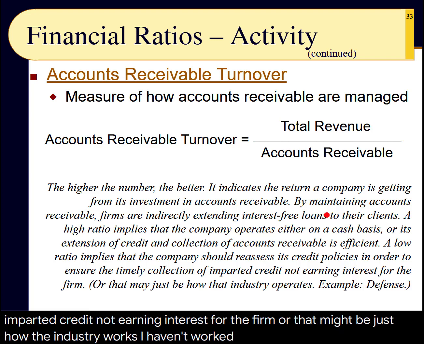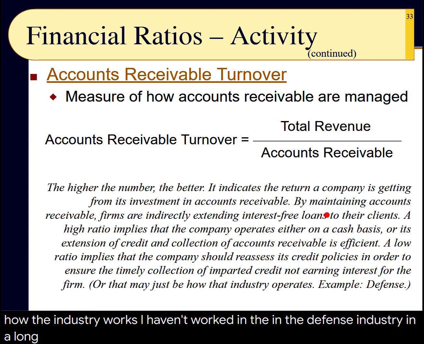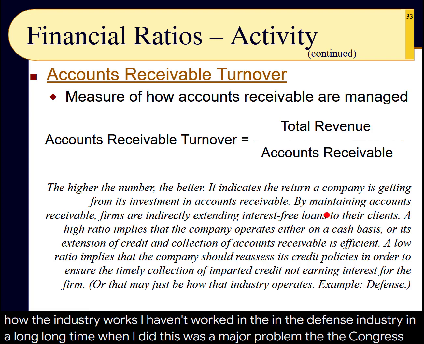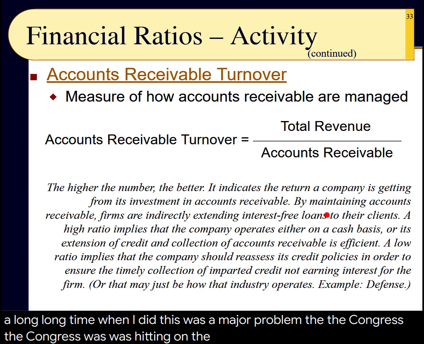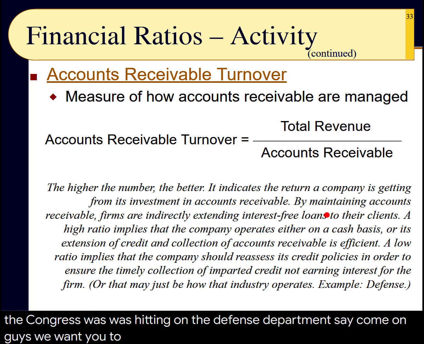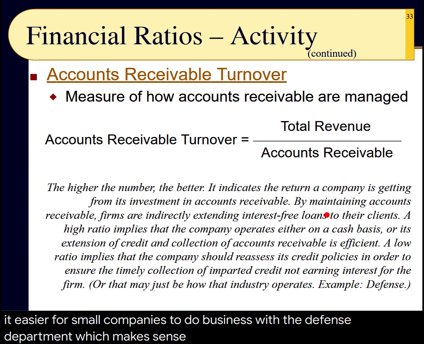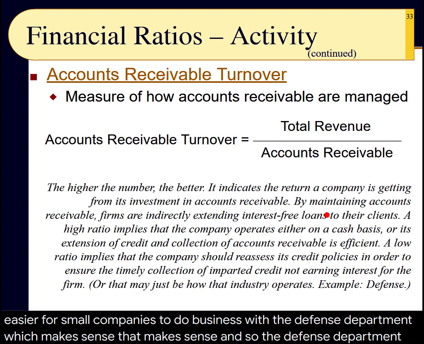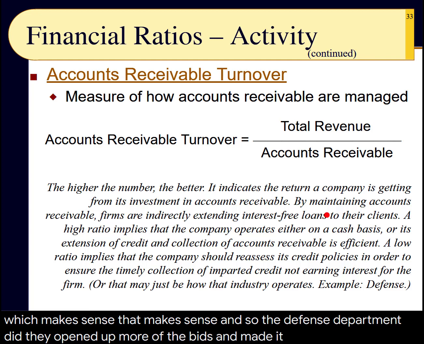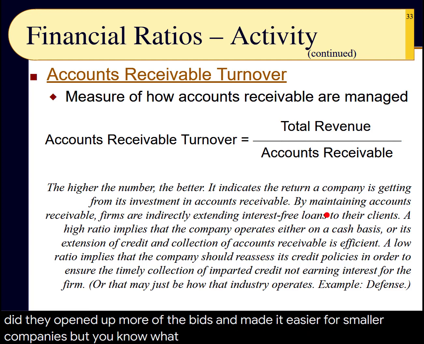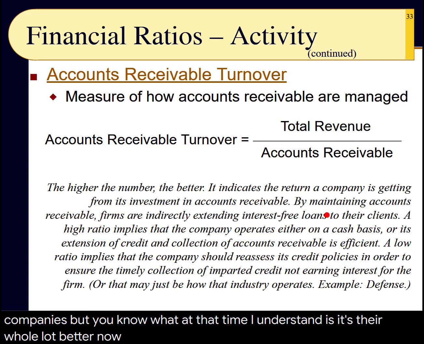I haven't worked in the defense industry in a long, long time. But when I did, this was a major problem. In the late 70s, early 80s, the Congress was hitting on the Defense Department and saying, come on, guys, we want you to do more with small companies. We want you to make it easier for small companies to do business with the Defense Department, which makes sense. And so the Defense Department did. They opened up more of the bids and made it easier for smaller companies. But you know what? At that time, my understanding is they're a whole lot better now, Uncle Sam was not very quick in paying his bills.